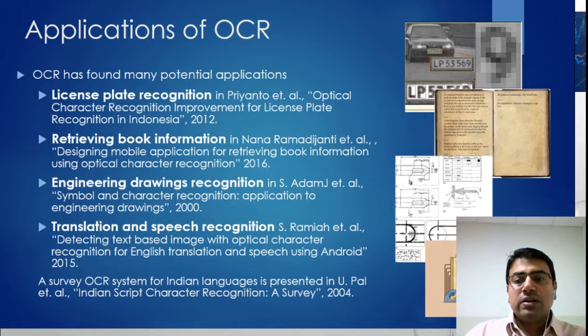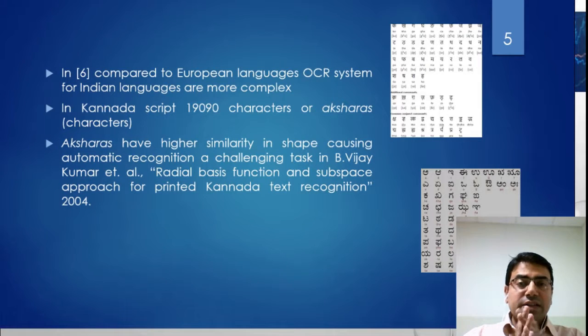A survey on OCR systems for Indian languages is presented by U. Pal in the paper Indian Script Character Recognition: A Survey. In comparison with European languages such as English, many of the Indian languages are more complex. They have a large character set. This is an example of the basic character set present in Kannada. In Kannada script alone, there are 19,090 characters, also called akshara. Many of these characters in Kannada script have similarity in shape. Because of the similarity in shape, the recognition task of OCR is much more complex and challenging.